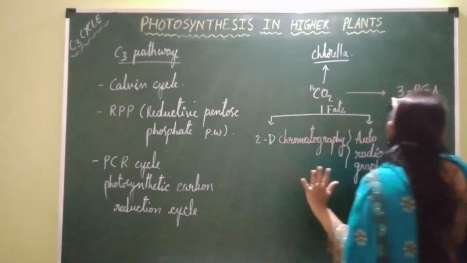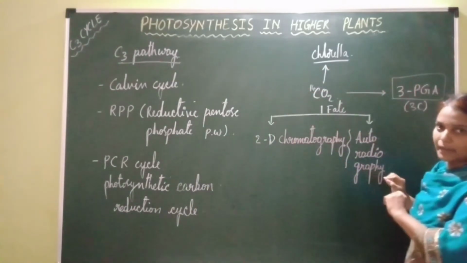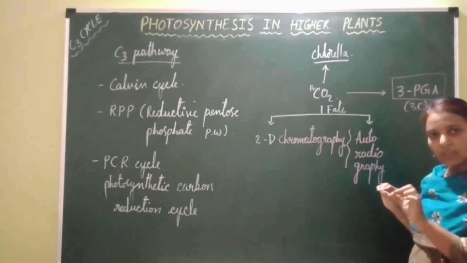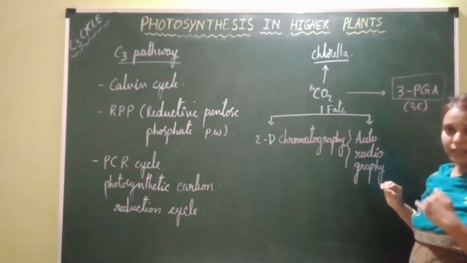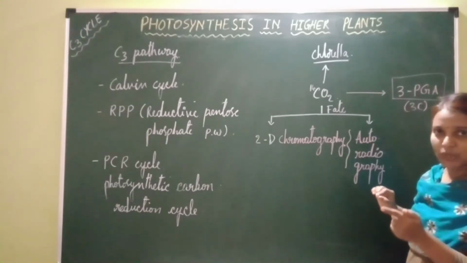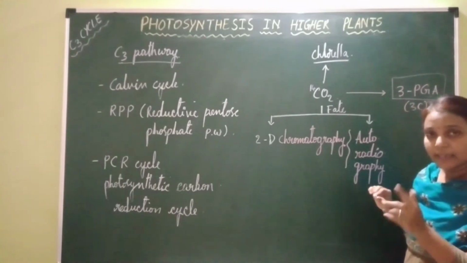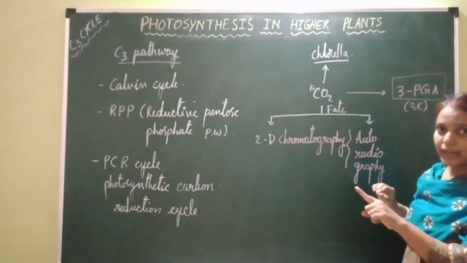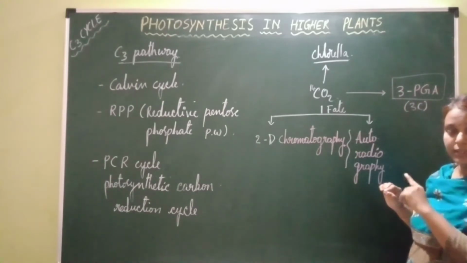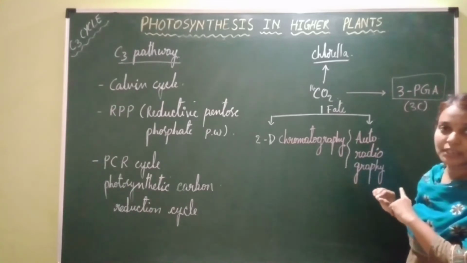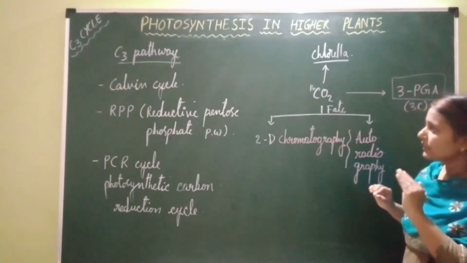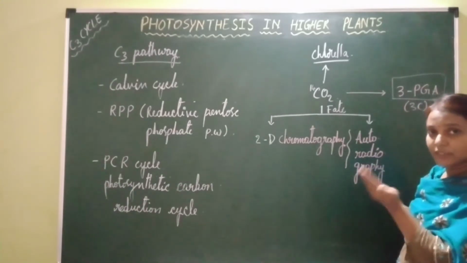Okay, now this 3-PGA has radioactive carbon in it, and hence he thought that carbon dioxide is fixed into a 2-carbon compound. As carbon dioxide is 1 carbon and it is fixed into a 2-carbon compound, the resultant carboxylation product is 3-PGA, 3-phosphoglyceric acid, which is a 3-carbon compound. That is the earlier view. But now scientists found that the carbon dioxide is first fixed into RuBP.